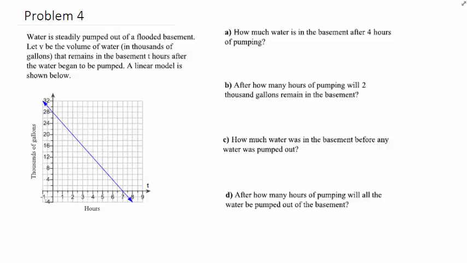This is hours, and I want to point out this hour 0 here. 0 hours at the beginning, there's 28,000 gallons of water. And at hour 7, it looks like it came down to 0. And so we're going to be able to read this graph and estimate the number of gallons left in the basement. Let's answer the questions.